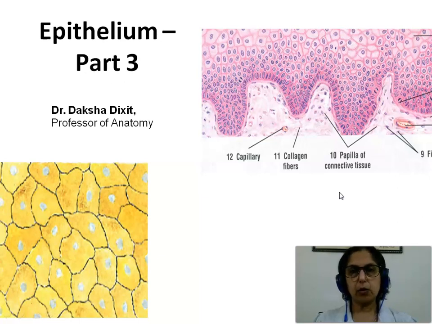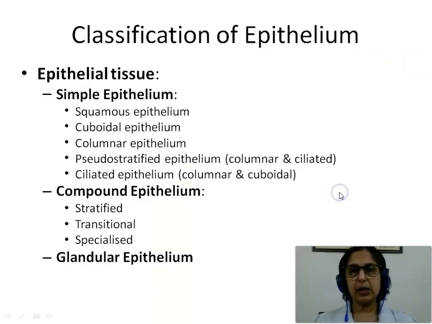In the first video on epithelium, we had done the introduction and definition of epithelium. We then studied the forms and characteristics of the epithelial cells, and we also saw the 4 apical surface modifications of the epithelial cells. And in the video on part 2, we classified epithelium and we studied the simple epithelia in detail. In this video, we will now be just quickly revising the classification of epithelium and then moving on to study the compound epithelia in detail.